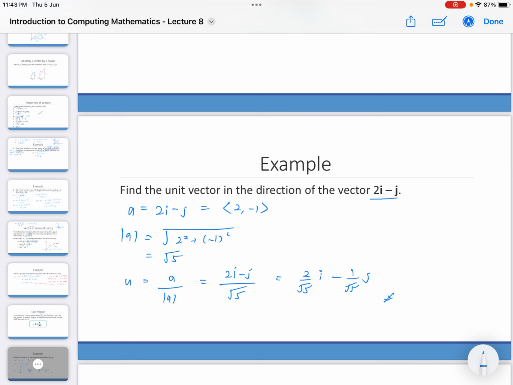And then you can check whether these are correct, the unit vector, by finding the norm of u, the magnitude of u. So the magnitude of u will be equal to 1 for this one.